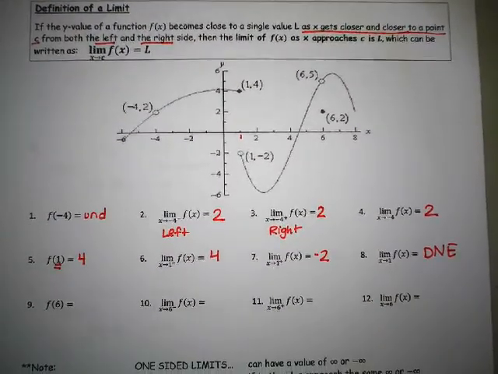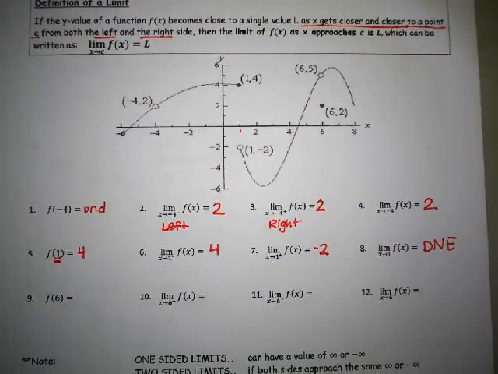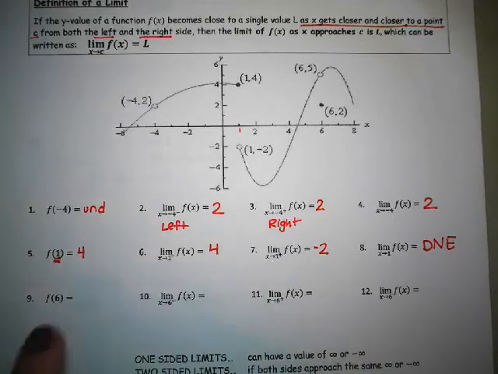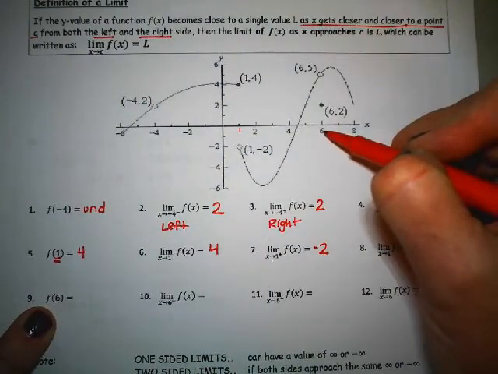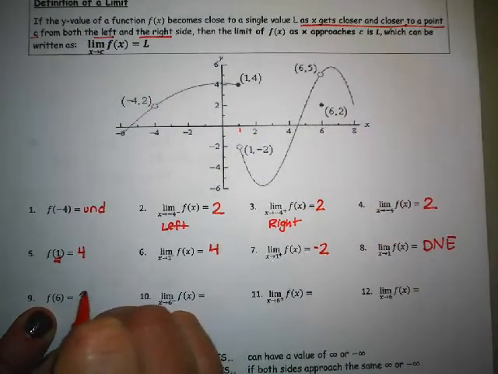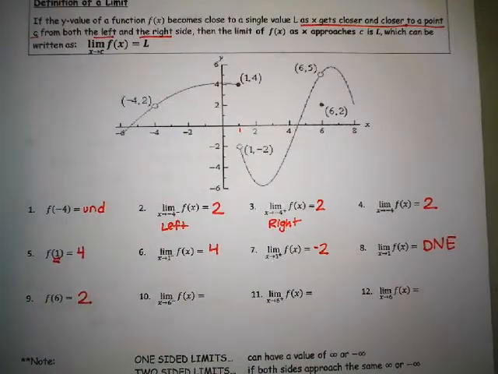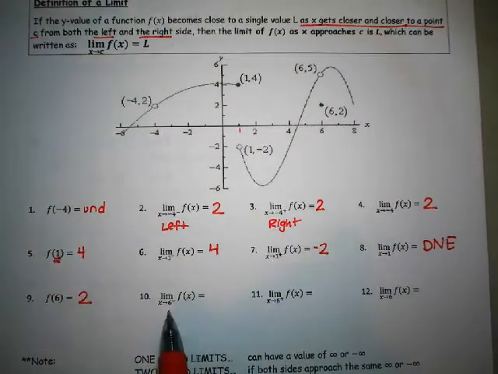Okay, let's try number 9. If you want to press pause and try number 9 on your own, you can, and then come back in. I'll go through. This one says f of 6, so when x is 6, 2. Okay, now we're going to find the limit as x approaches 6 from the left-hand side.